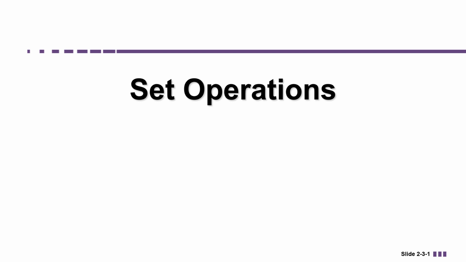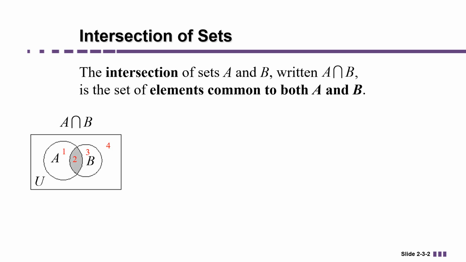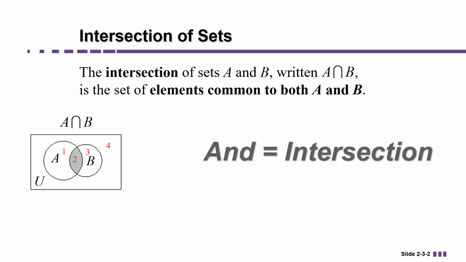In this video, we're going to talk about set operations. The first set operation we're going to look at is intersection. The intersection of sets A and B is written A with an upside down U, B. It's the set of elements common to both A and B. So when we say and, we think intersection, which means overlap, what the two sets have in common.